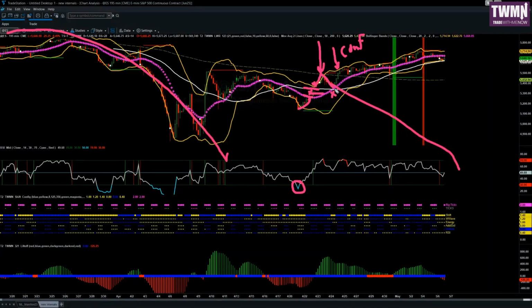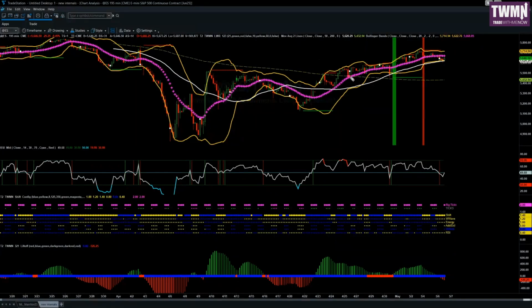It bounced off of here, found support. If on a retest of the 200, which, by the way, happened to be the 20 as well, it broke there and resumed and then took out this low, that would be a resumption of the correction. But it didn't. It stayed above it. That's how you know it's a rebound.